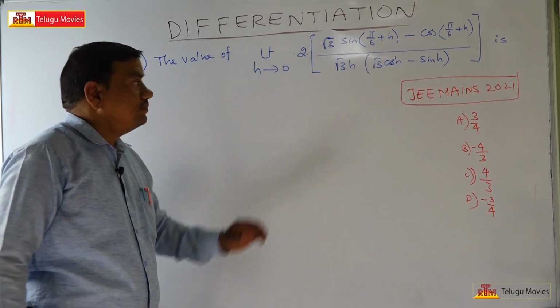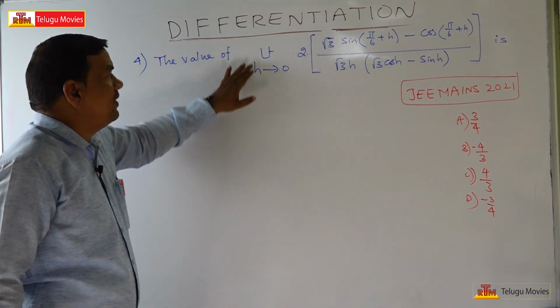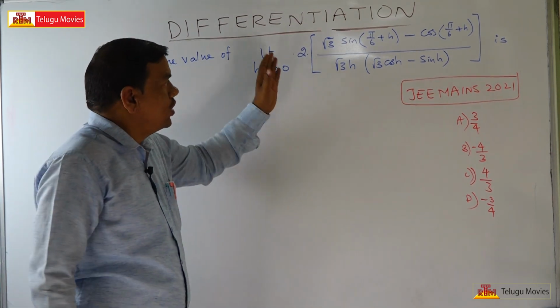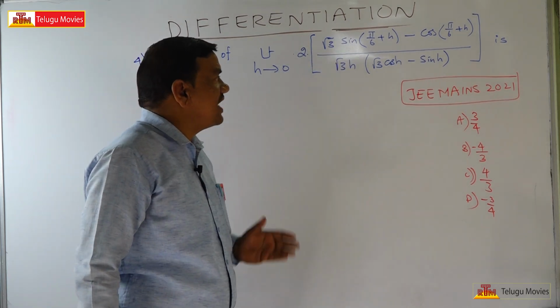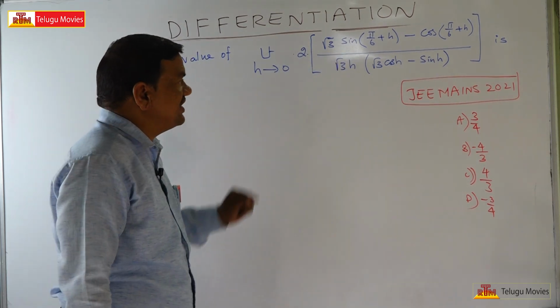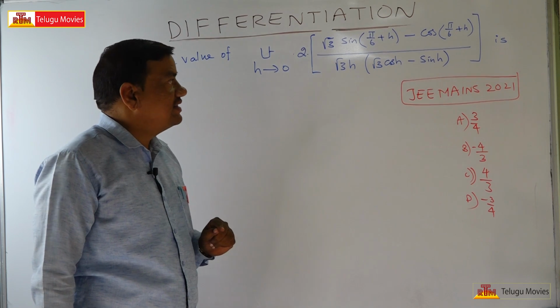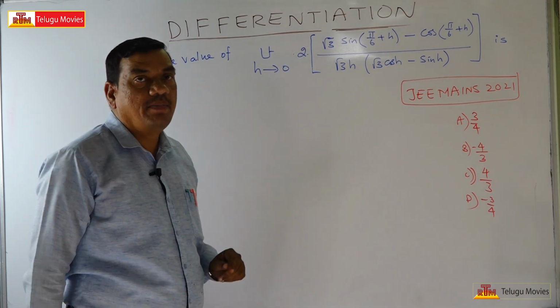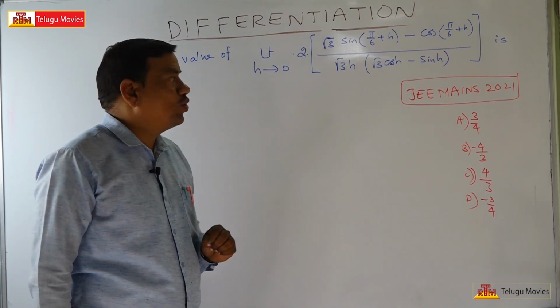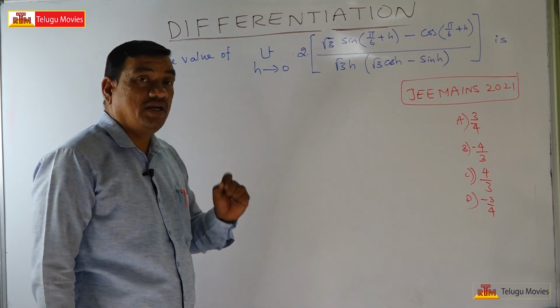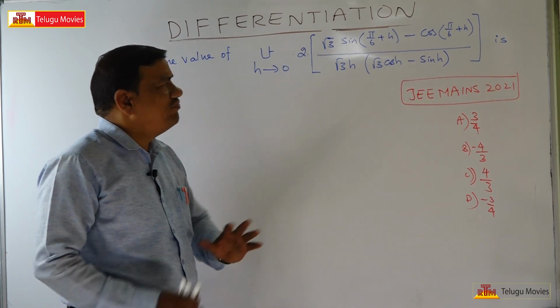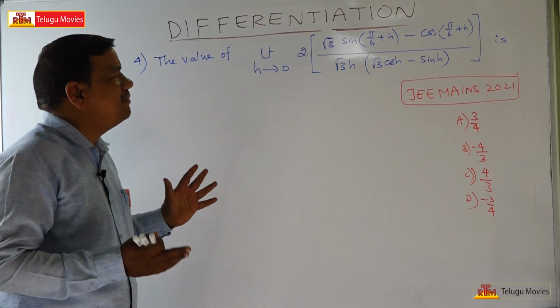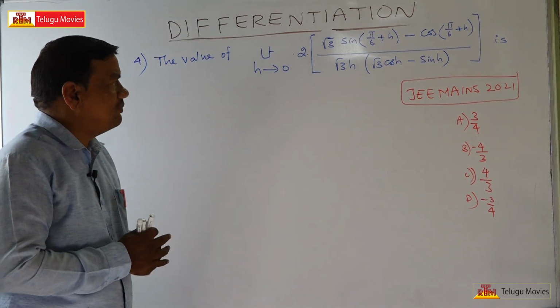Welcome to this problem. The value of the limit as h tends to 0 of 2 times (root 3 sin(pi/6 + h) - cos(pi/6 + h)) divided by root 3 h into (root 3 cos h - sin h). Even though it appears a very big problem, it is a very easy problem.